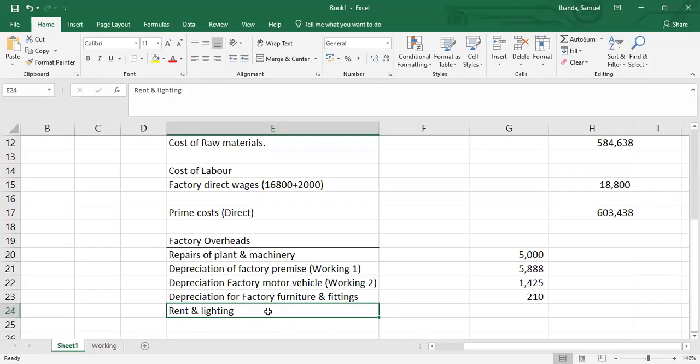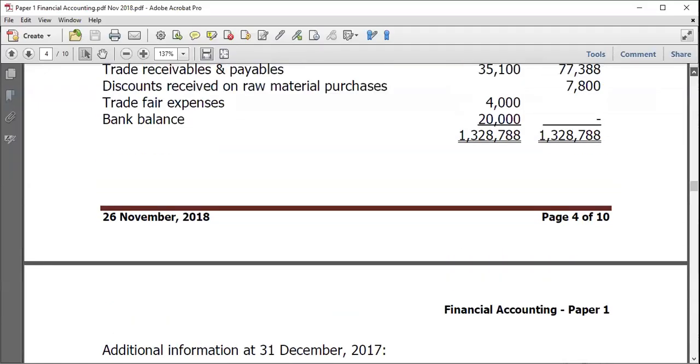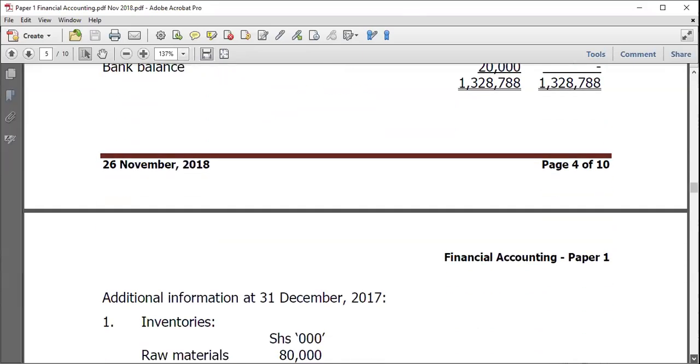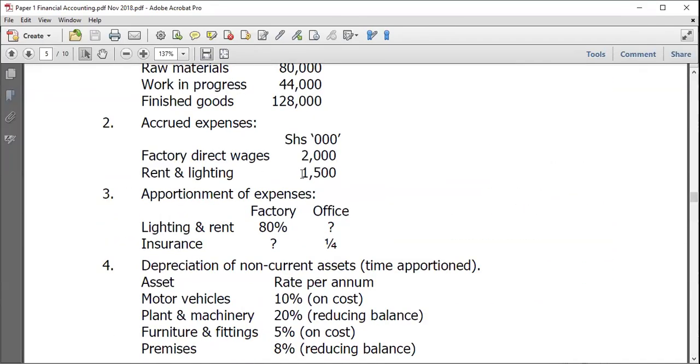Now this rent and lighting has some working on it, and I want you to be very attentive here. When you come here, we have a value within our trial balance. So our trial balance says that rent and lighting, where are you? Here, is 28,600. Rent and lighting is 28,600. But when you also come to the additional information under our accrued expenses, they tell us that there's a rent and lighting of how much?